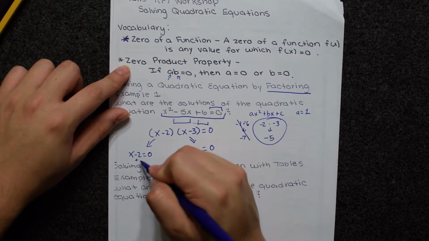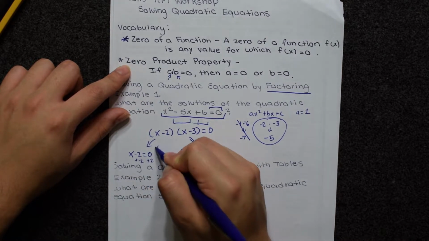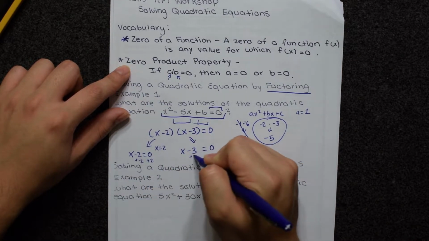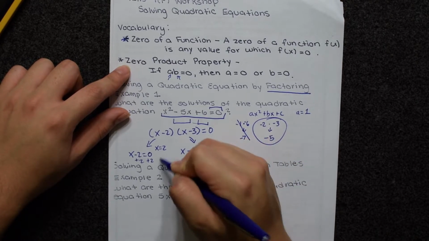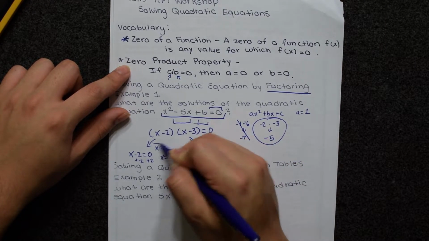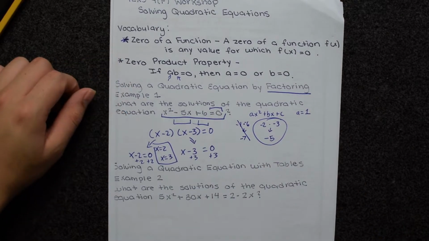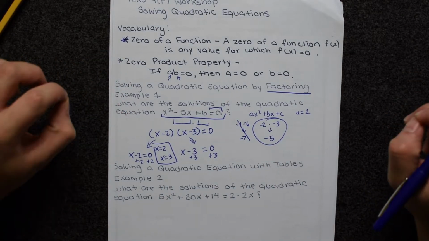I simply solve for these by adding 2 to both sides, and I get x is equal to 2. By adding 3 to both sides, I get x is equal to 3. So these are my two solutions. That's for solving by factoring.